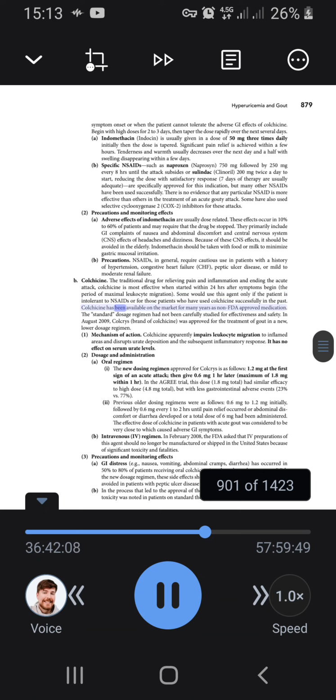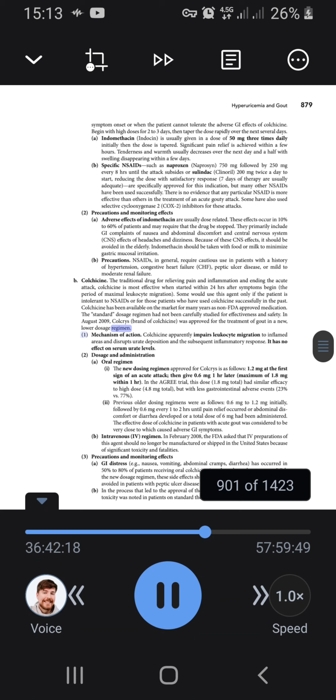Colchicine has been available on the market for many years as a non-FDA-approved medication. The standard dosage regimen had not been carefully studied for effectiveness and safety. In August 2009, Colcrys brand of colchicine was approved for the treatment of gout in a new, lower dosage regimen.